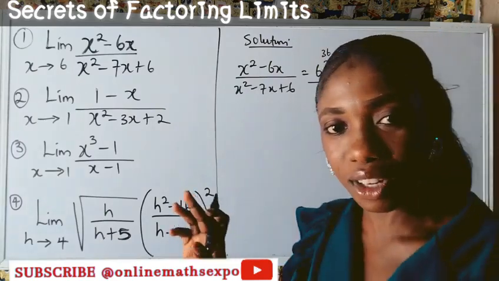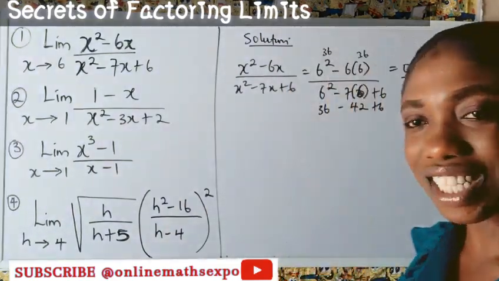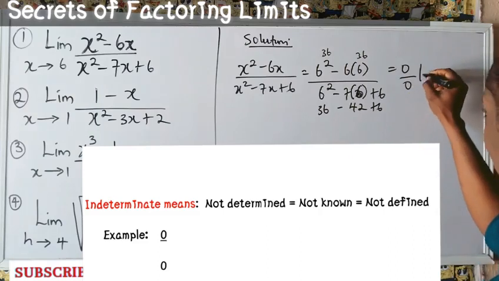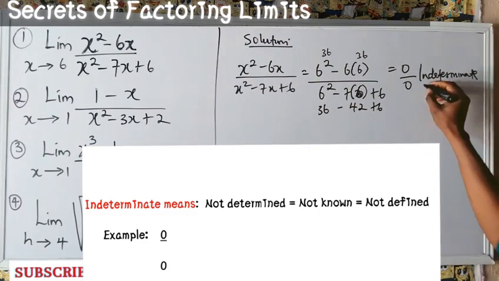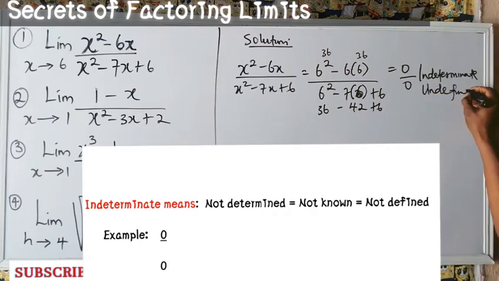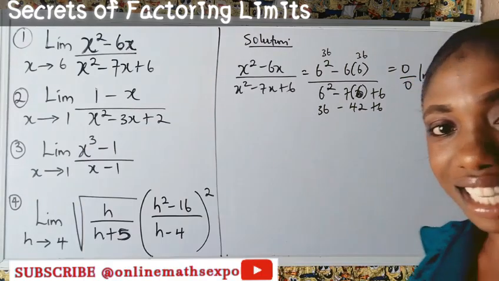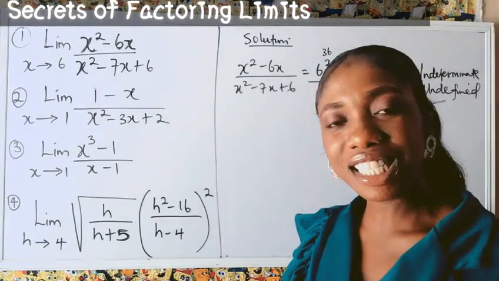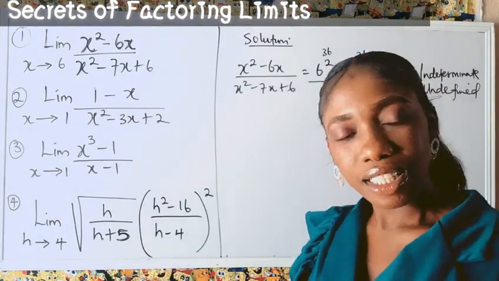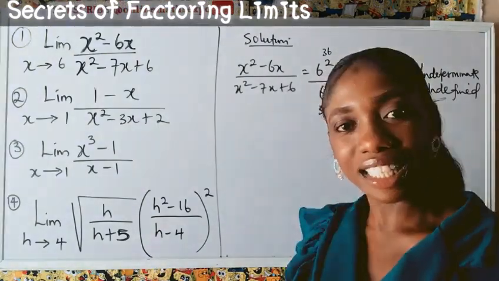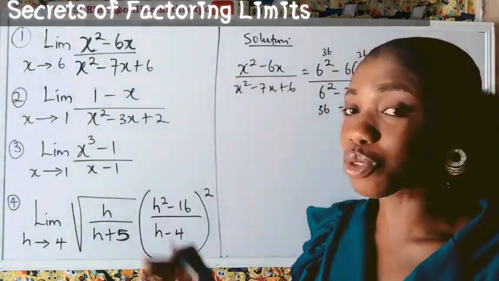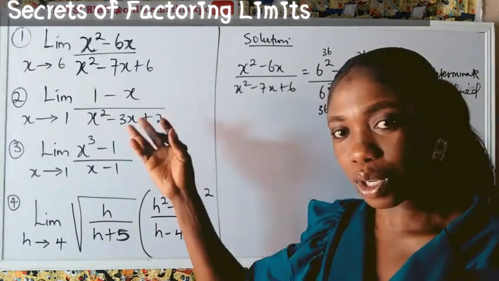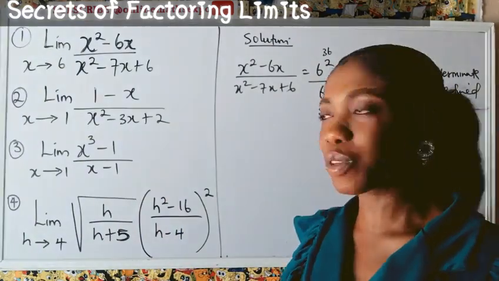And when you have this kind of answer, we say that such an answer is what? Indeterminate. Or you can say it is undefined. But we don't want this as an answer because a limit exists if the left hand side limit and the right hand side limit are what? The same. So in that case, you are going to do factoring, and that is what we have come for today. Now let's do it together.